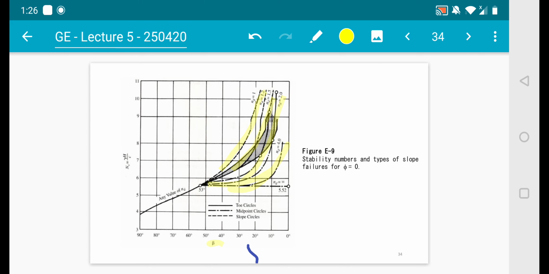Also the type of surface failure is given by toe circle with a straight line, midpoint circle with a dotted line, and slope circle with a more dotted line. And the stability number is given here. Just use this established information to go on with the analysis.